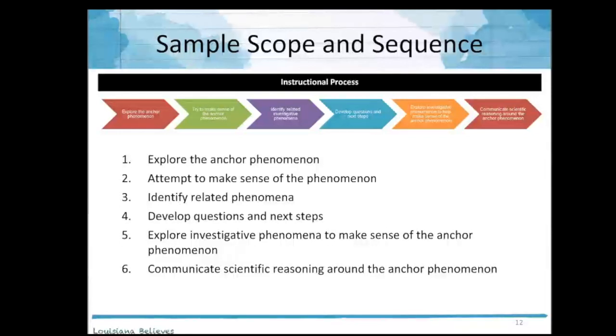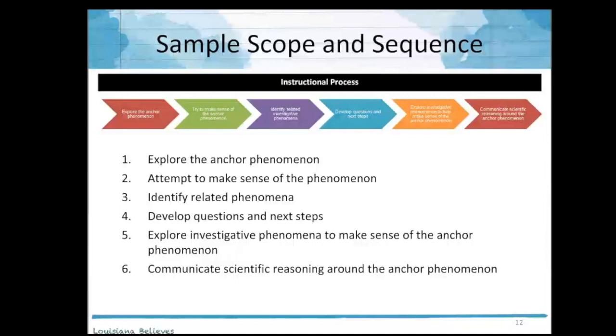Number 3 is where the teacher comes in during the planning portion of his or her lesson on the unit level and begins to identify related phenomena. Number 4, after they identify related phenomena, they develop questions and next steps using the standard document pages. So the questions that they specifically develop should be directly tied to the content knowledge that's required from the sample scope and sequence documents or from the performance expectation.